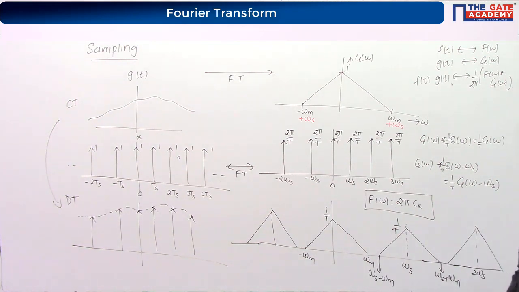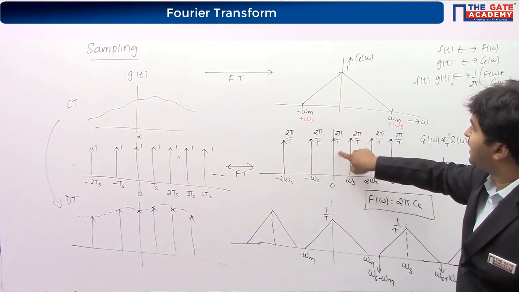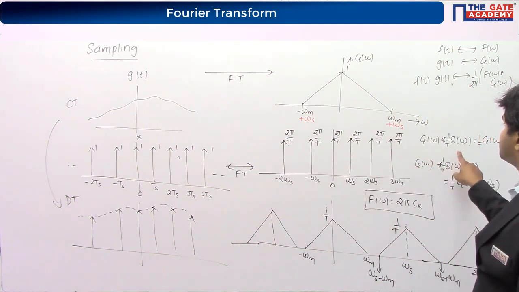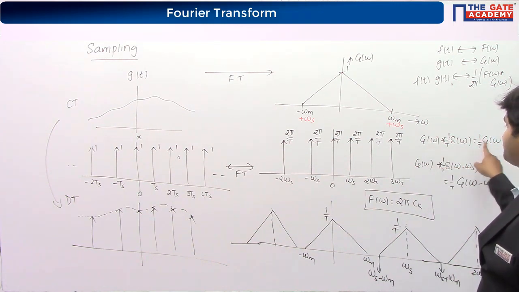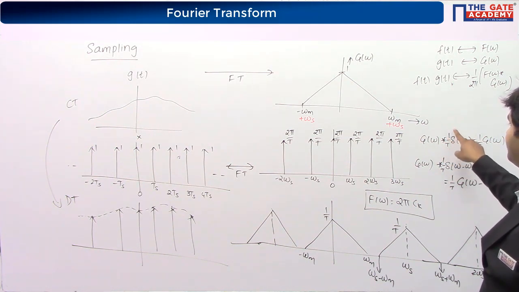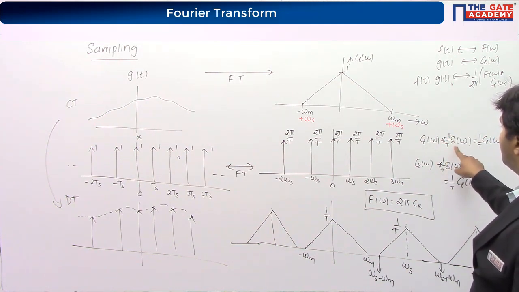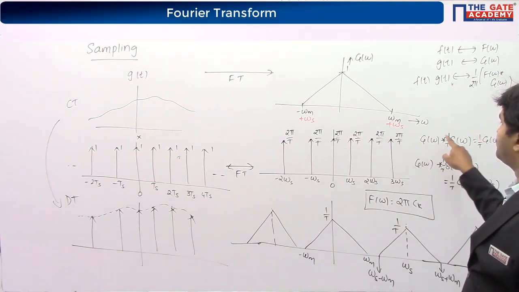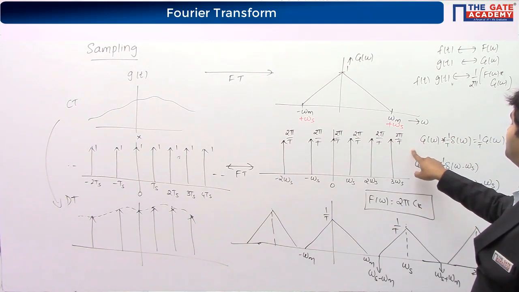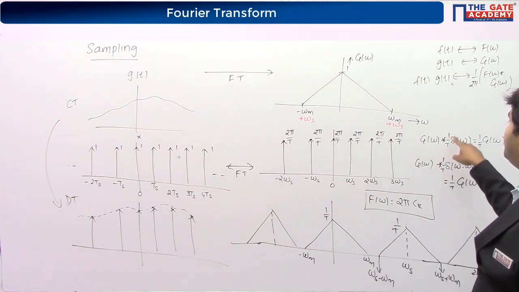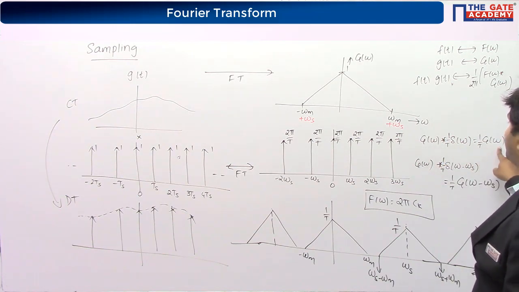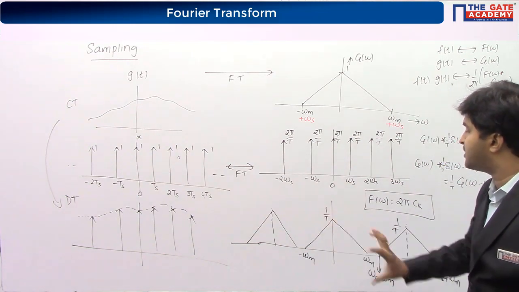So what I'm doing here is that a convolution of G of omega with an impulse is going to result in the same information. G of omega convolved with delta of omega is going to be G of omega only. And why are we having 1 by T here? Because the area of the impulse is 2 pi by T. So you'll have 2 pi by T and also 1 by 2 pi, so the 2 pi gets cancelled. I'll only have 1 by T. So 1 by T, G of omega convolved with delta of omega is going to be G of omega only. So I'll write the same G of omega over here.